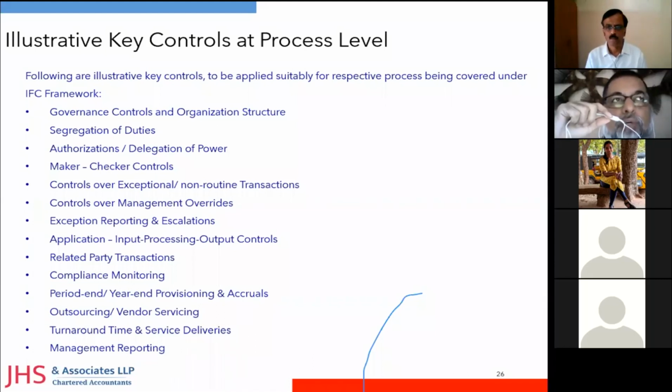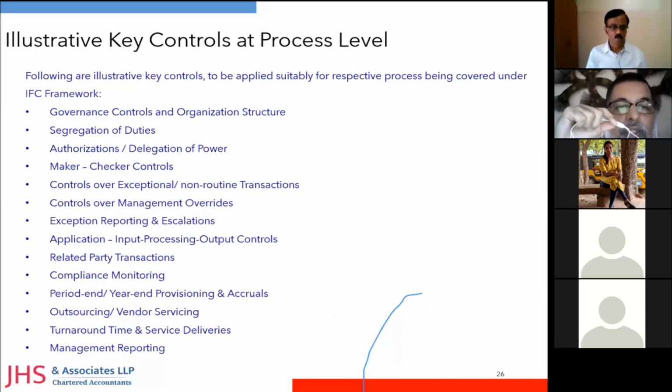Controls over management override. If there are any key accounting balances where the CFO has complete authority, say for example, creation of vendor masters and making payments to vendors. If the function is not segregated and the CFO office controls creation of vendor masters and also making vendor payments, then he can very well override the entire process and make fraudulent payments to vendors for personal gain. So the auditor has to see whether management override is possible or not. Auditor has to see whether the input processing output control cycle is appropriately applied.